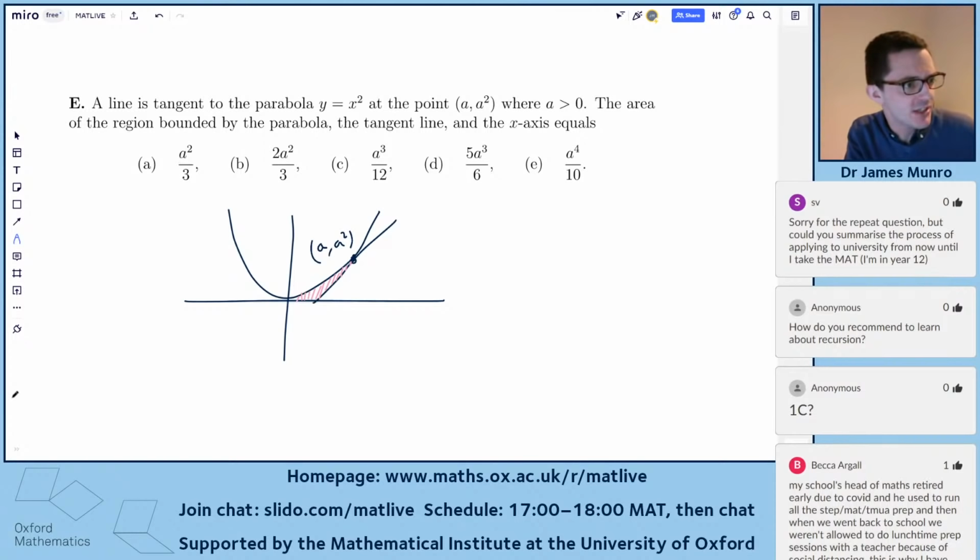Process for applying for university from now until I take the MAT. You're in year 12. Hello, year 12s watching. I feel like from the questions there might be lots of year 12s watching, so I'm going to do the overview. So you apply by, the deadline for Oxford's applications is the 15th of October.